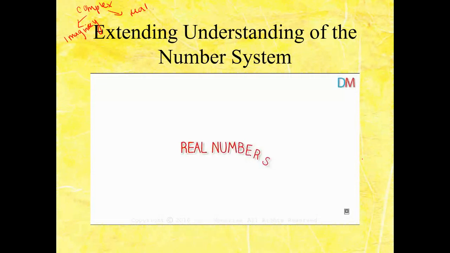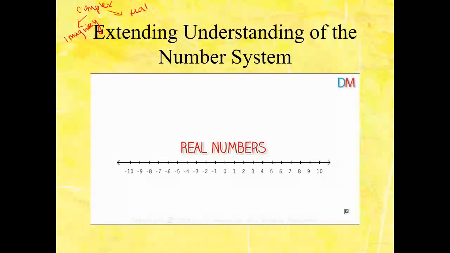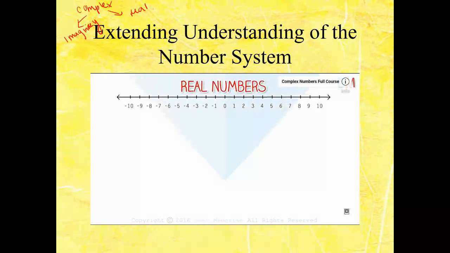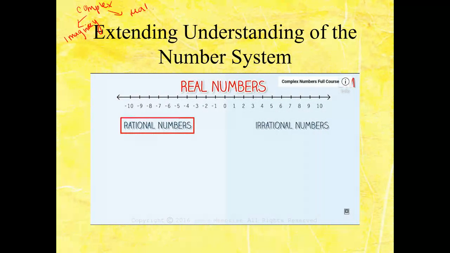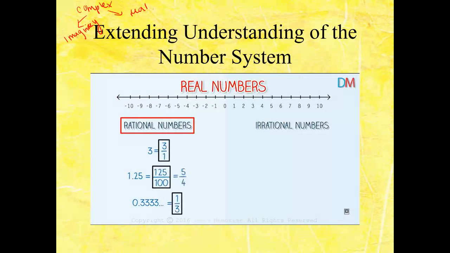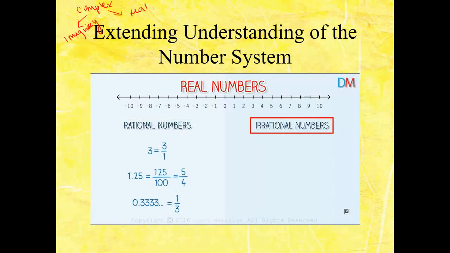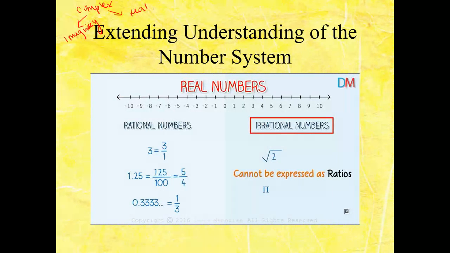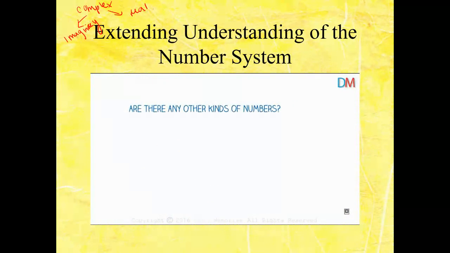We already know what real numbers are. These are the numbers that can be represented on the number line. We also know that real numbers can be broadly classified as rational and irrational numbers. Rational numbers are those that can be represented as a ratio of two integers with no common factor. Irrational numbers, on the other hand, cannot be expressed as a ratio of two integers, and when expressed in decimal notation, they are non-terminating, non-recurring decimals. Are there any other kinds of numbers? Numbers that we haven't looked at yet?